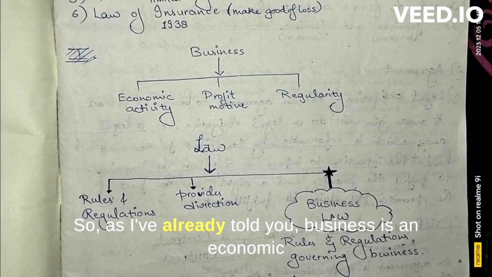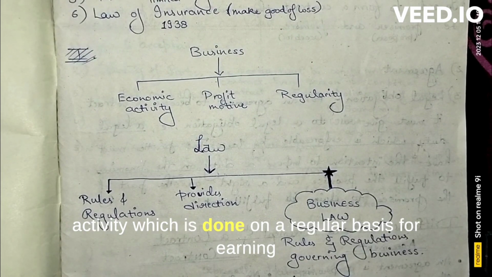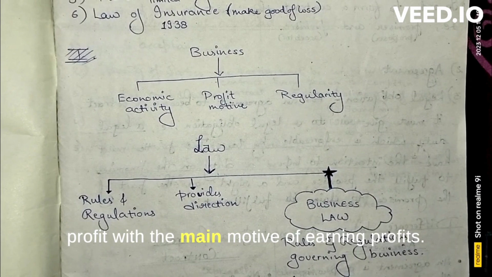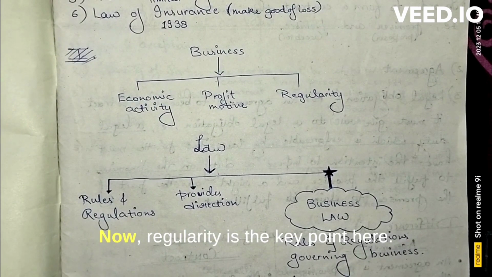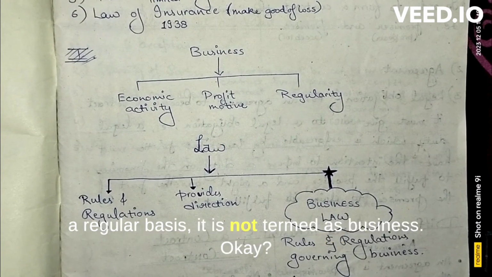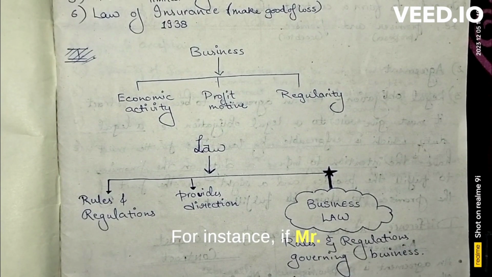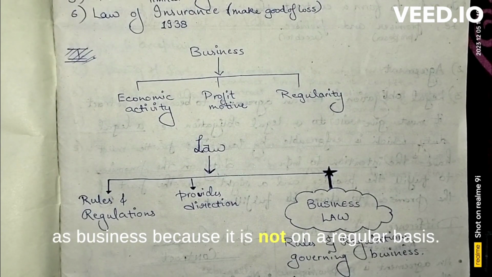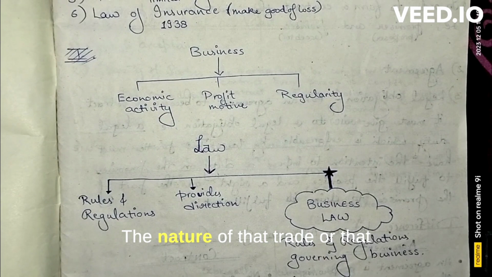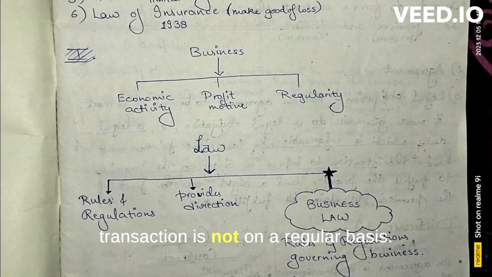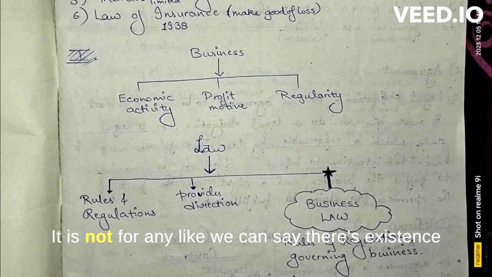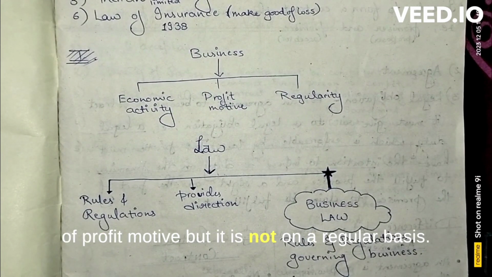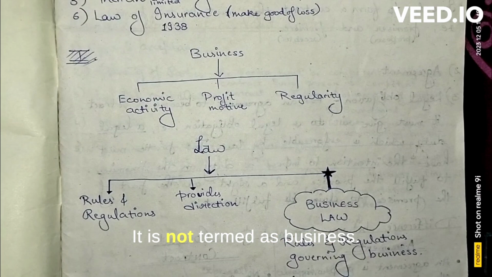As I've already told you, business is an economic activity which is done on a regular basis, with the main motive of earning profits. Regularity is the key point here, because unless it is done on a regular basis, it is not termed as business. For instance, if Mr. X sells his old bicycle to Mr. Y for any sum of amount, it is not termed as business because it is not on a regular basis. The nature of that transaction is not regular. Even if there is a profit motive, it lacks regularity, so it is not termed as business.